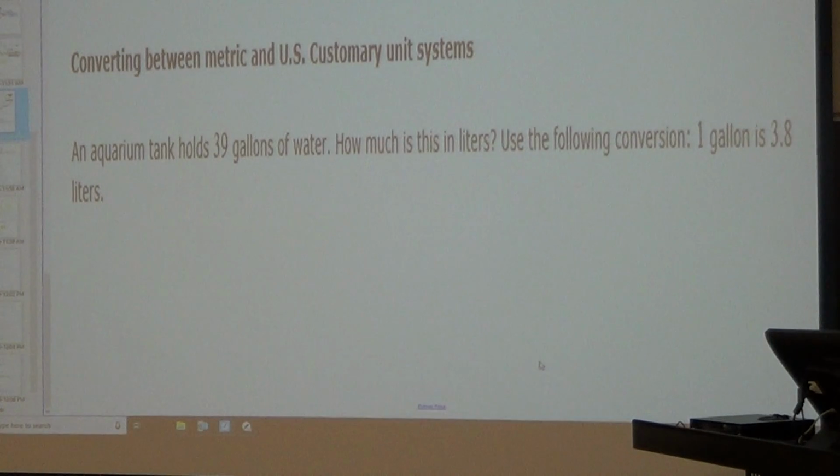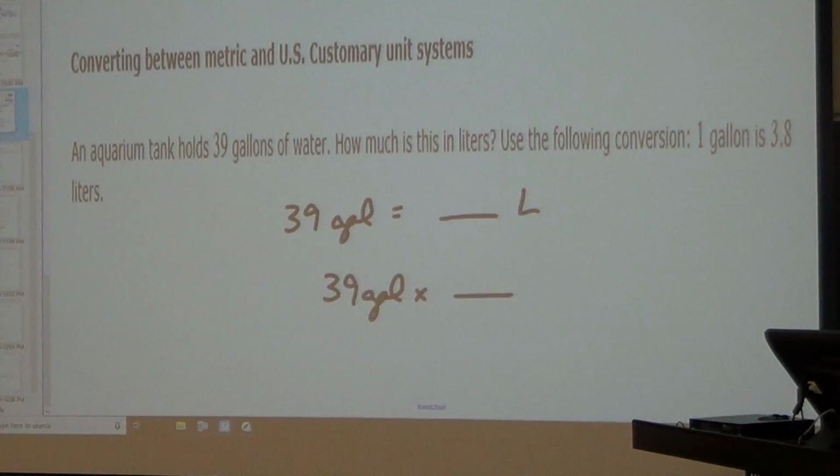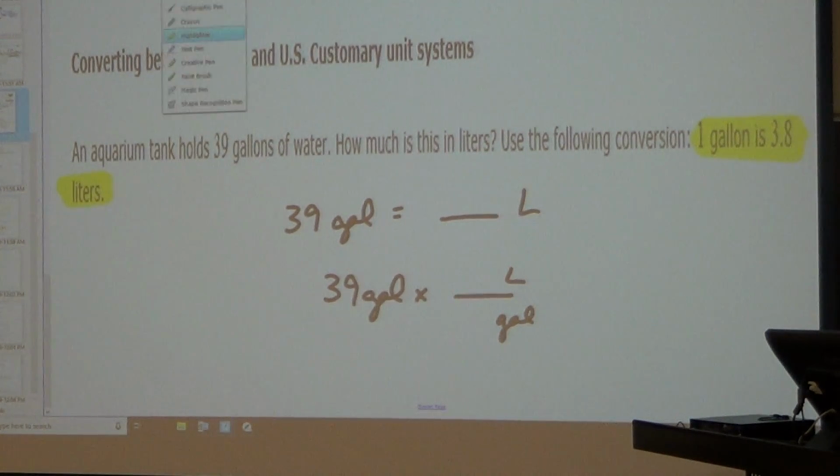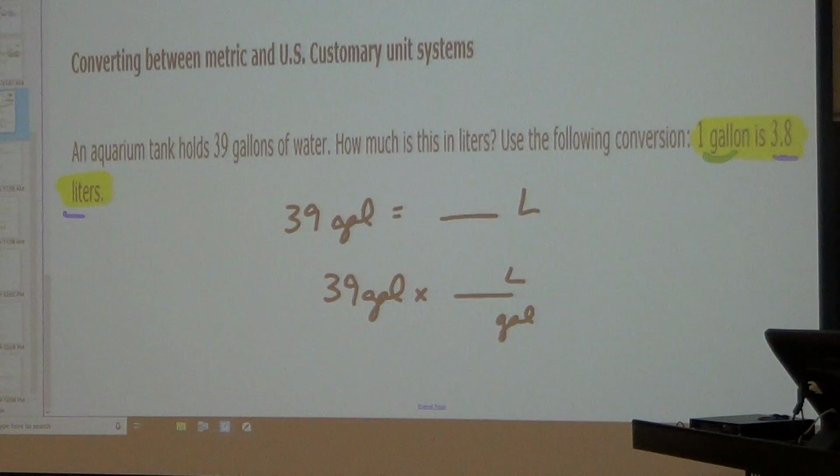So we are doing 39 gallons equals how many liters? So it's going to be 39 gallons times, what goes in the bottom? Gallons in the bottom, liters in the top. Now y'all, they were super nice. They gave us the something right there in the sentence. So we're going to put 1 beside the gallon and 3.8 beside the liter. I totally screwed that up. We're going to put 1 beside the gallon and 3.8 beside the liter.